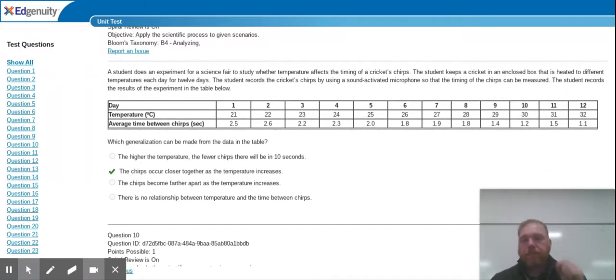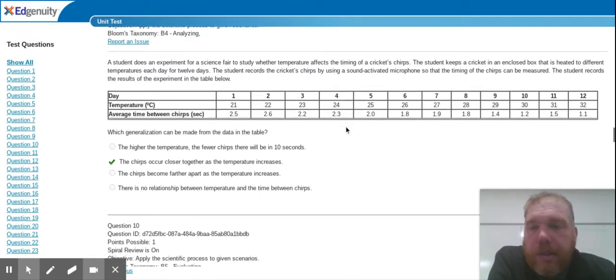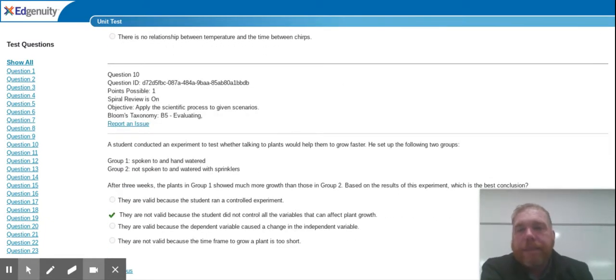Number 9 is asking which generalization can be made from the data from this table. So we see temperature and average time of chirps in crickets. And what you're looking for is some connection, and the connection is as temperature increases, the chirps get closer and closer in time, meaning the time goes down between chirps. Question 10.